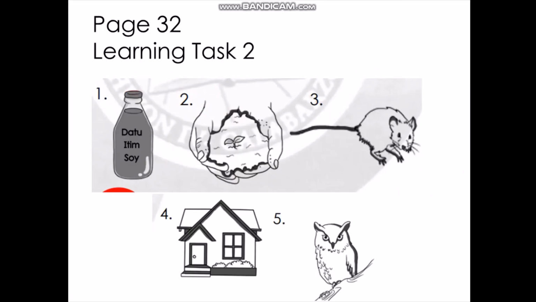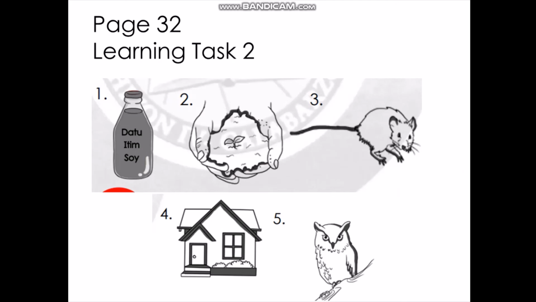So now, let's answer this on your paper. Write on your paper, page 32, learning task 2, answers only. We are going to identify each picture, what are their names. Okay? So, for number 1, what is that picture? Number 2, what is that picture? Number 3, what is that picture? And number 4, what is that? And number 5, what is that? Remember, they should contain vowel diphthongs. Okay? If you're not yet done, click the pause button. If you're done, click the play button.